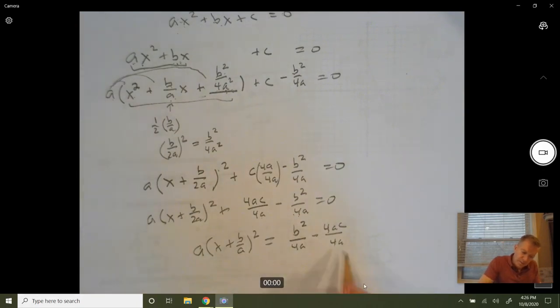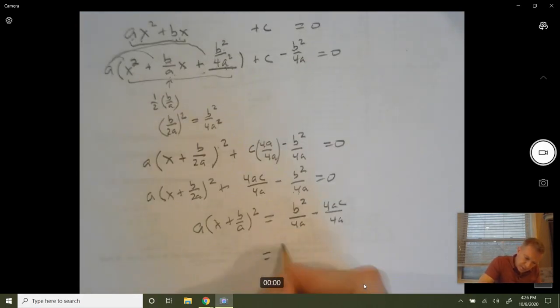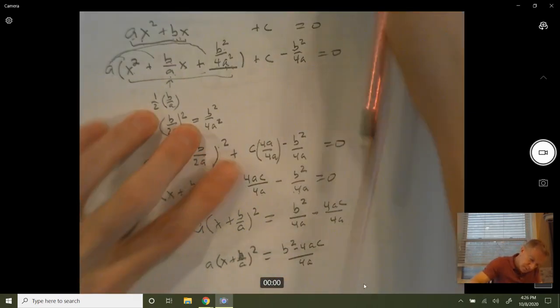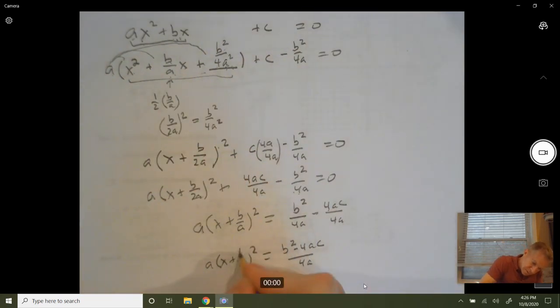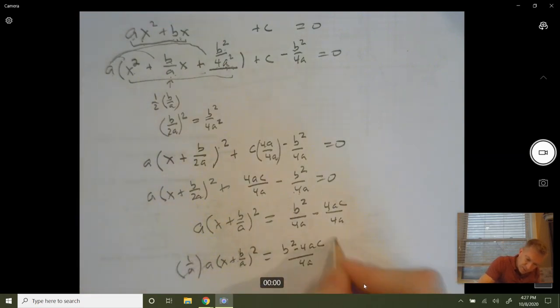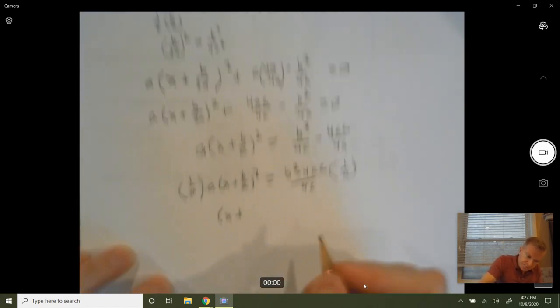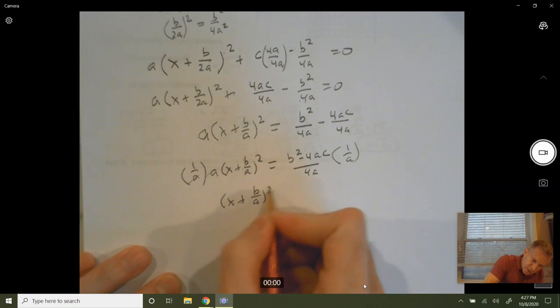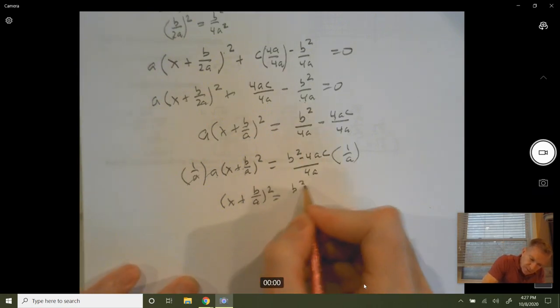Okay, and we can combine those together into b squared minus 4ac over 4a equal to a times x plus b over a squared. Let's divide both sides by a, or I'm going to multiply both sides by 1 over a, so that cancels. So I've got x plus b over a quantity squared equals b squared minus 4ac all over 4a squared.